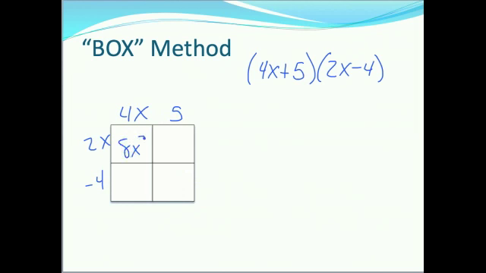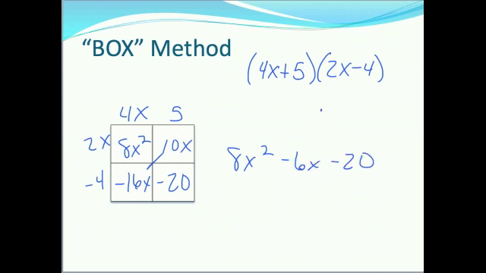That'll give us 8x squared. That'll give us 10x. Give us negative 16x and negative 20. So we can combine that. We're going to have 8x squared. These two will give us negative 6x minus 20. So 4x plus 5 times 2x minus 4 is 8x squared minus 6x minus 20.